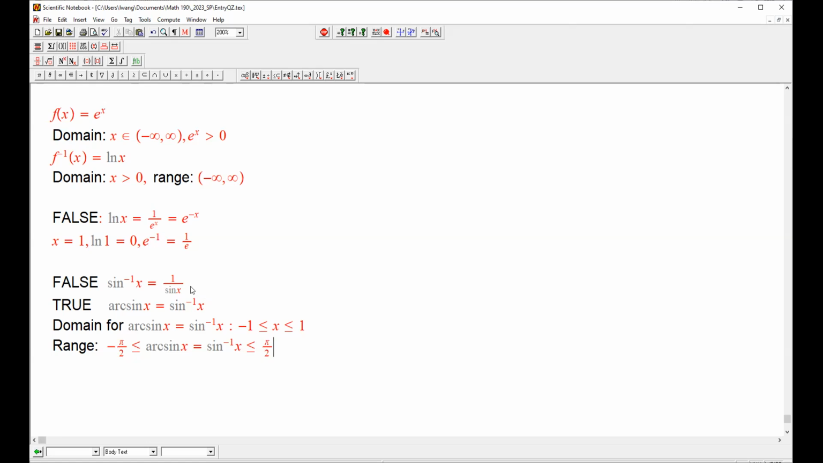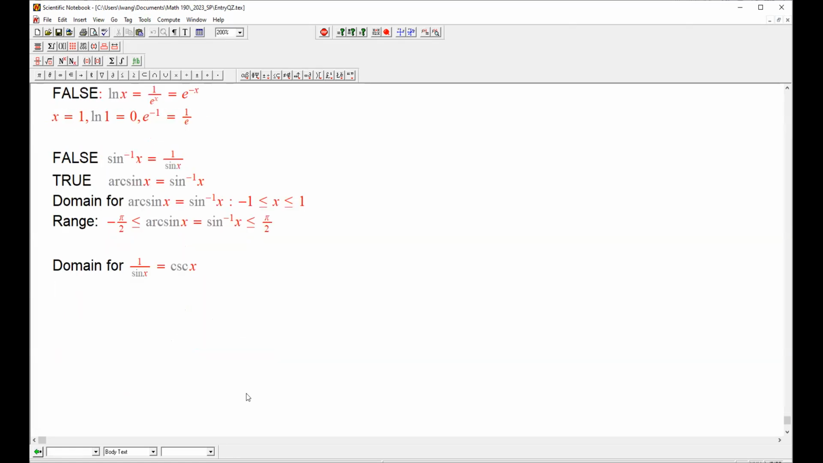How about the domain and range for 1/sine? 1/sine is what? It's a cosecant, right? Domain for 1/sine. All these are common mistakes. So it's really just cosecant x. What is the domain for 1/sine x?